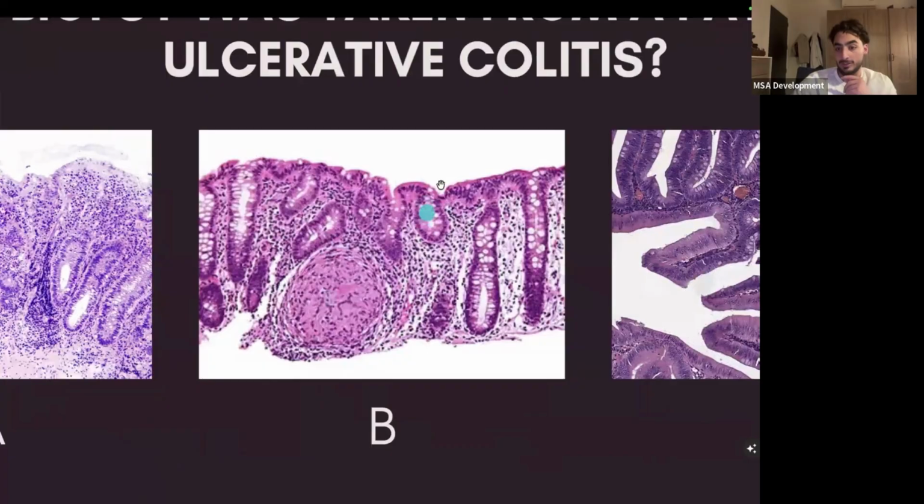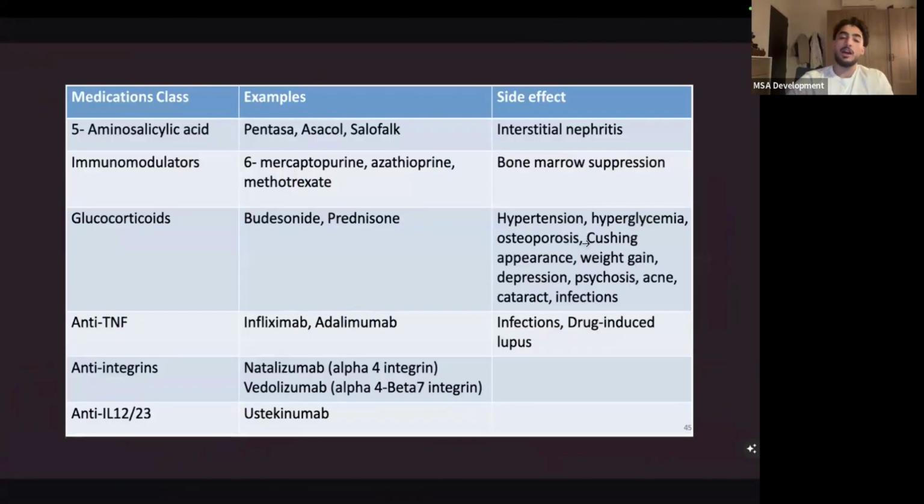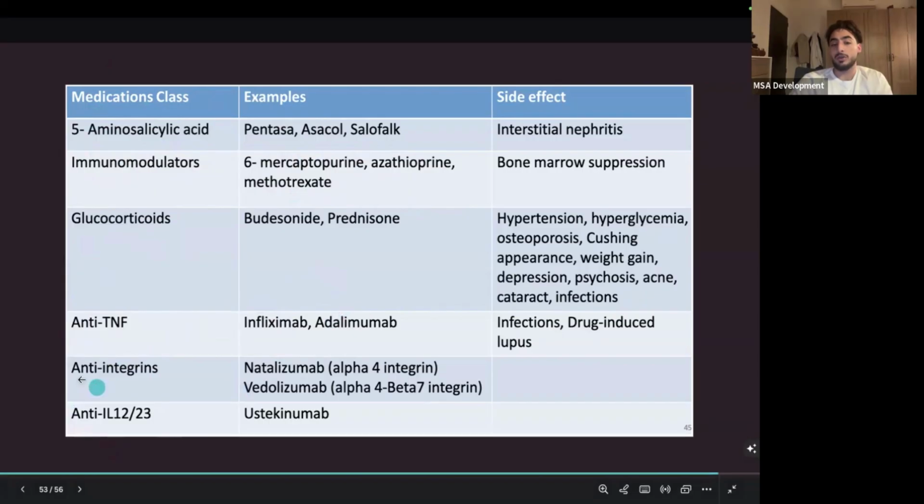This is an example of Crohn's disease. You can see involvement of the entire gut wall, and you can see this giant granuloma here. And this, I think, is a villous adenoma. It's unrelated. How do you treat inflammatory bowel disease? There's a couple of different medication classes. You could do steroids, immunomodulators like azathioprine or methotrexate, 5-aminosalicylic acid, anti-TNF alpha like infliximab and adalimumab. You could do anti-integrins or anti-IL-12/23.